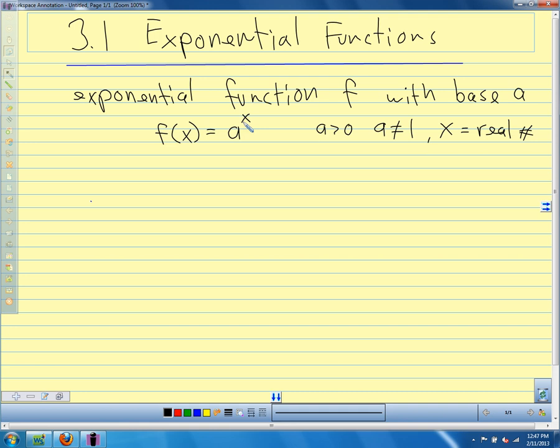So this is our function. What we're going to do is take a look at the graph of an exponential function. So we have an idea of what the graph looks like, and we'll talk about when x is positive and when x is negative, how our graph changes. So the graphs of exponential functions. A couple of things about the graphs. So we have f of x equals a to the x.